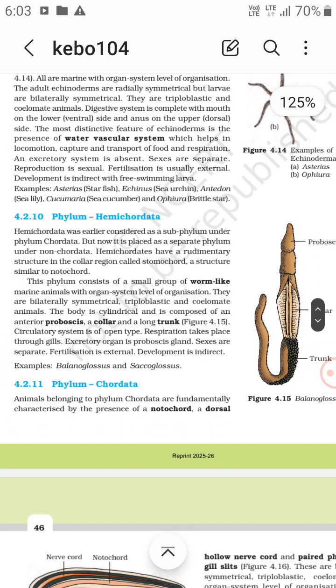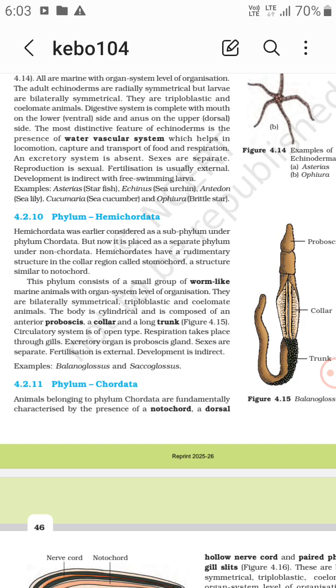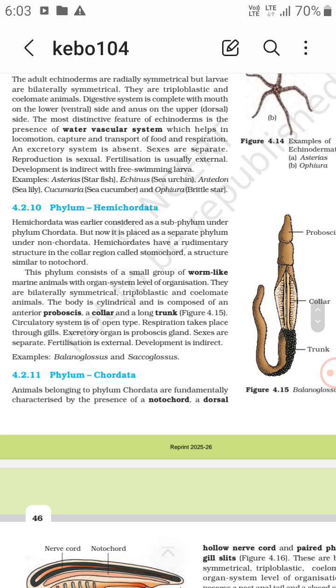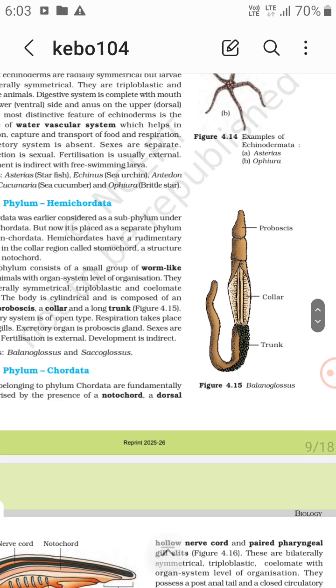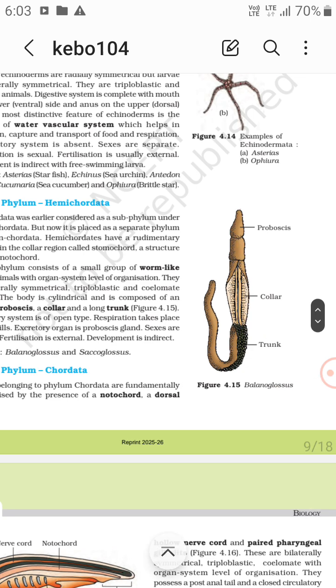Now phylum Hemichordata. Hemichordata have a rudimentary structure in the collar region called stomochord, a structure similar to notochord. Hemichordata consists of a small group of worm-like marine animals with organ system level of organization. So they are bilaterally symmetrical, triploblastic, coelomate animals. The body is cylindrical and is composed of an anterior proboscis, a collar and a long trunk. So proboscis, collar and trunk.